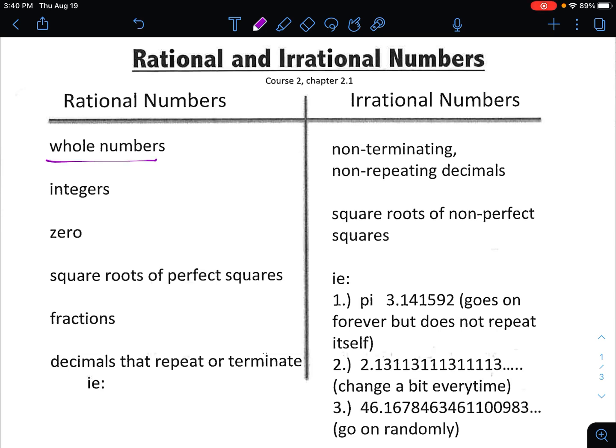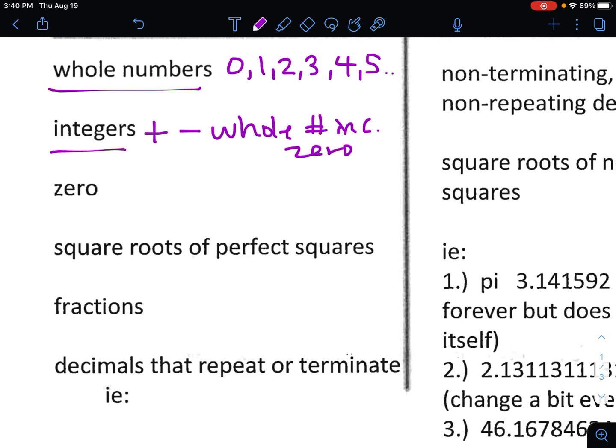Whole numbers are like 0, 1, 2, 3, 4, 5, and so on. Integers are positive and negative whole numbers, including 0. So these bring in the negatives. Okay, it is not pronounced integer, it is integers. 0 is listed by itself separately because it is so important. It has very many rules that are kind of different and unique to the 0.